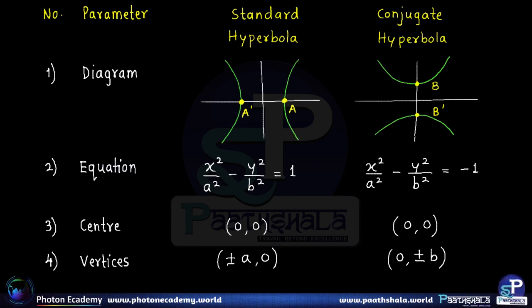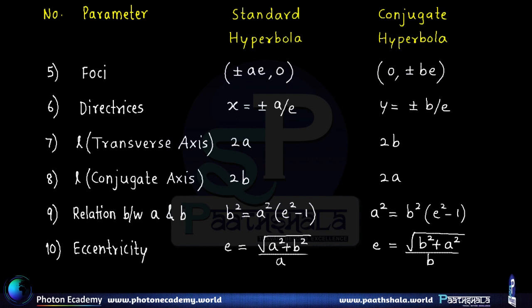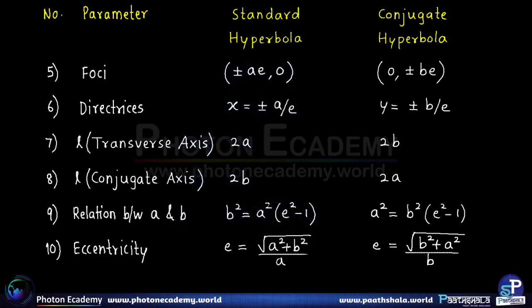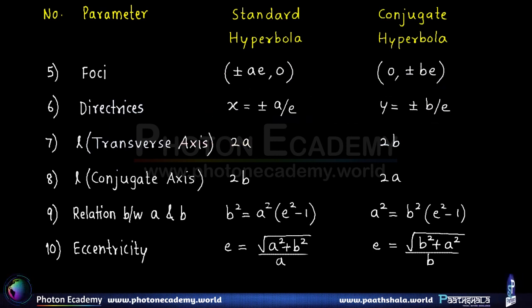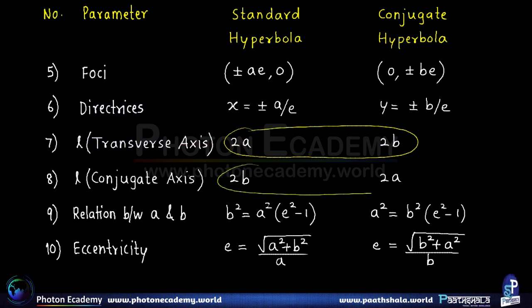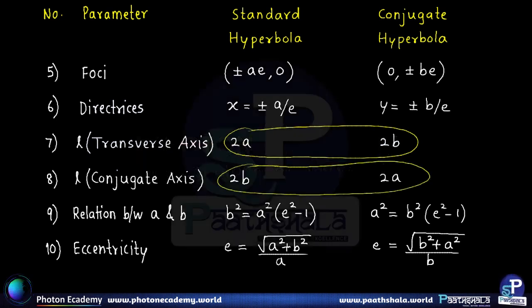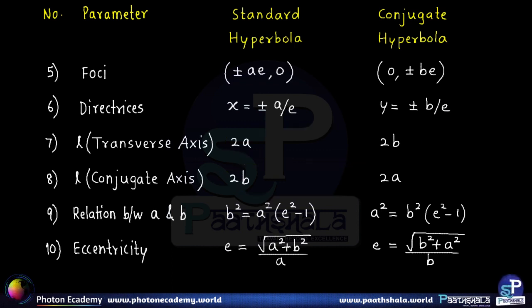Let's go ahead. Next we have foci. Once again they have the same expressions like we have for ellipse. So it's plus or minus ae comma 0 and 0 comma plus or minus be, and same is the case with directrices also. Again they have the same expressions like ellipse. Next we have transverse axis and conjugate axis. Now if you see, the expressions are exactly same as what we had for ellipse, but there we called them major and minor axis. Here we call them as transverse and conjugate axis. The expressions are exactly same.